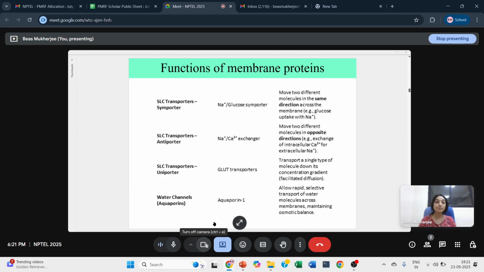So see, what is a symporter? Example of a symporter is sodium glucose symporter. So what happens is, when glucose is supposed to enter into the cell, sodium often enters along with the glucose molecule. Okay. So it moves two different molecules in the same direction across the membrane. Example, glucose uptake with sodium.